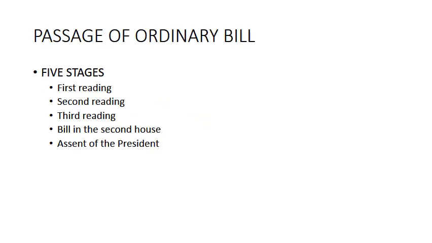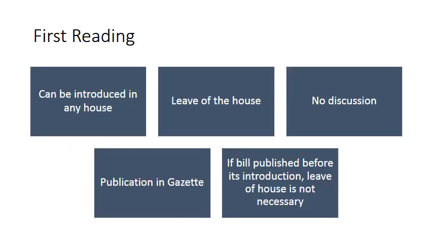Okay, now we will learn about passage of the ordinary bills. There are 5 stages in passage. First one is first reading, second reading, third reading, bill in the second house, and last one is assent of the president. First stage of the passage, that is first reading.